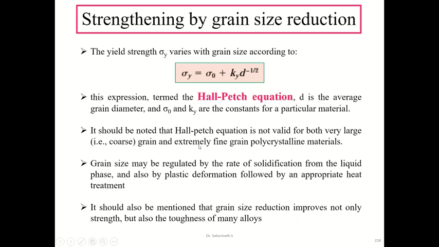It should be noted that the Hall-Petch equation is not valid for very large grain and extremely fine grain polycrystalline materials. So it is not valid for very fine and very coarse polycrystalline materials. Grain size may be regulated by the rate of solidification from the liquid phase, and also by plastic deformation followed by an appropriate heat treatment.